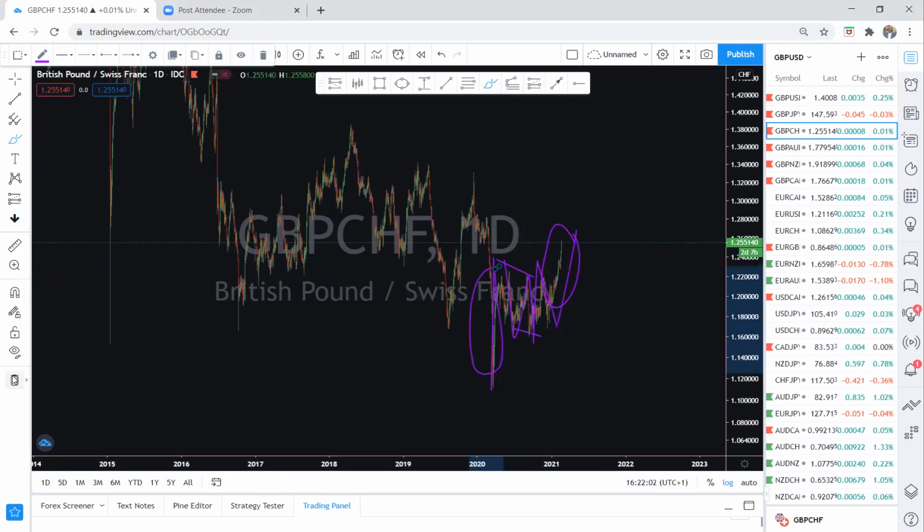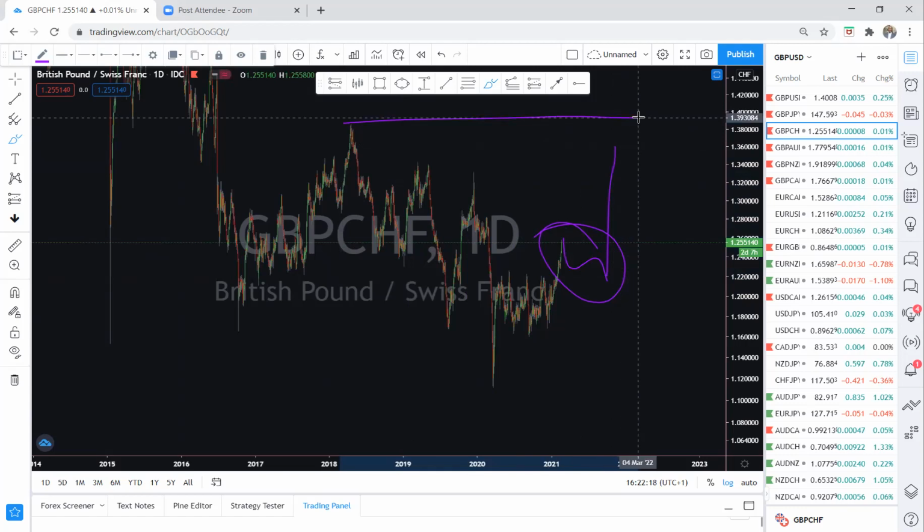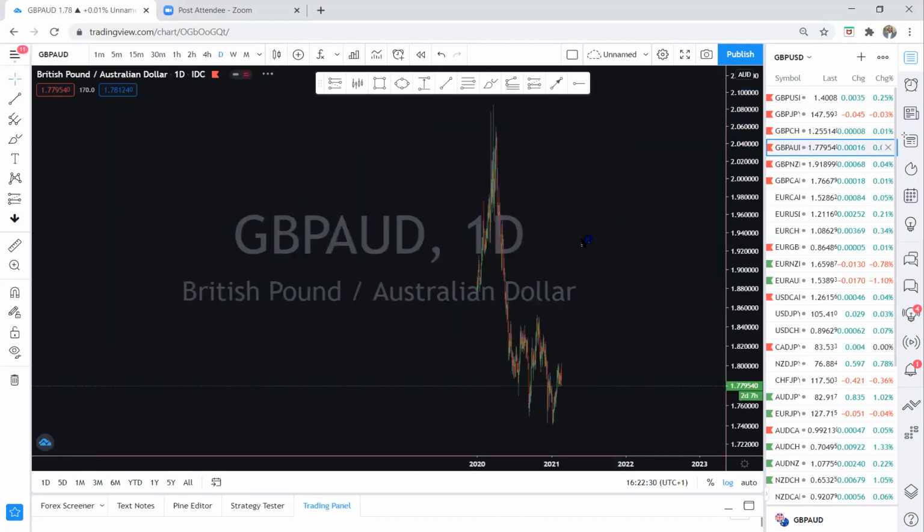So what we can do is wait to see a pullback. Let's see a correction at this level. If we see a correction at this level, then we'll be sure that we are going to have a push to the upside to at least tag this level. If we can tag this level, then from here, whatever happens in the structure, we will notify you guys then. Okay, GBP AUD.